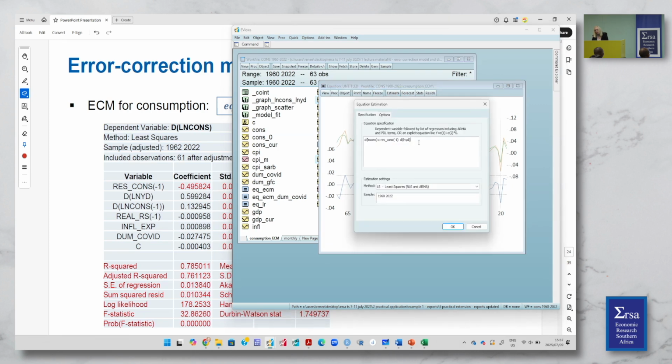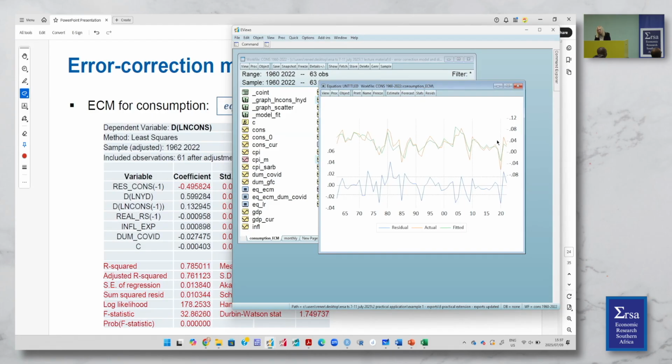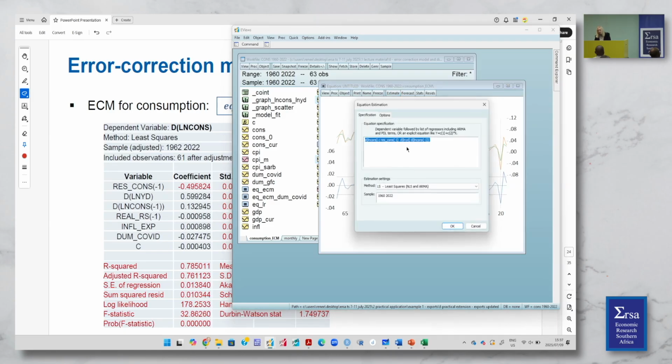I can say, okay, habit persistence matters, so I put log of consumption minus 1. And that now helps a little bit. And now I can see where am I missing things, sanctions maybe, or during COVID. But what about that impact of interest rates? So this is where I add my real interest rate.